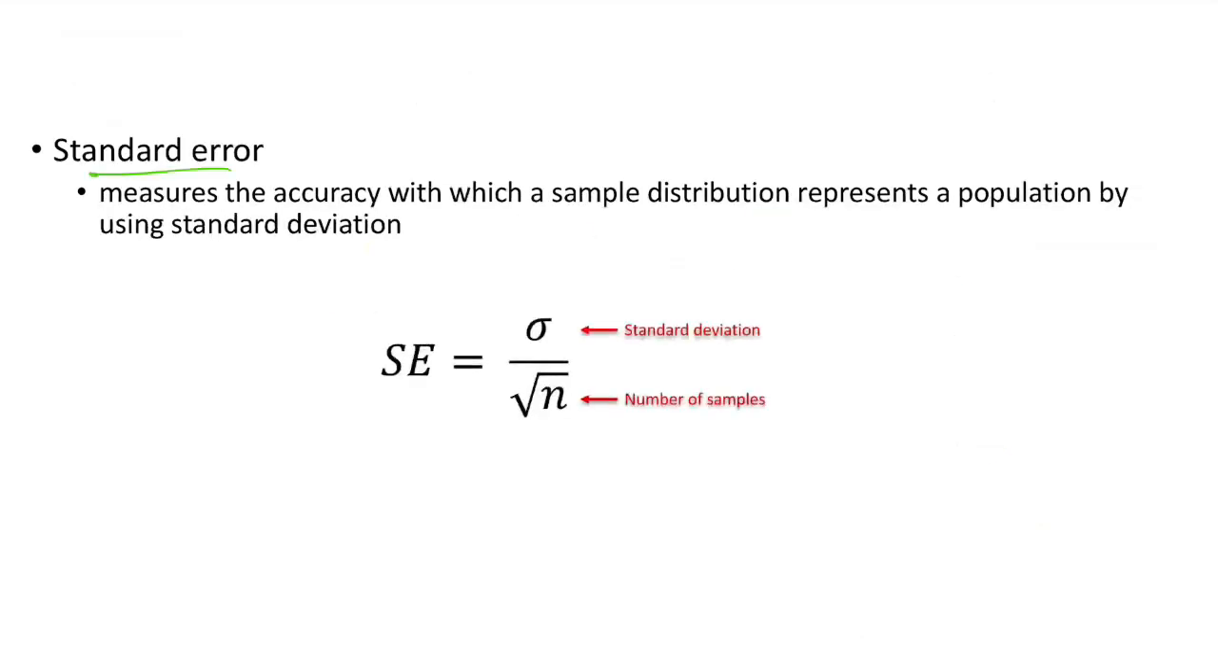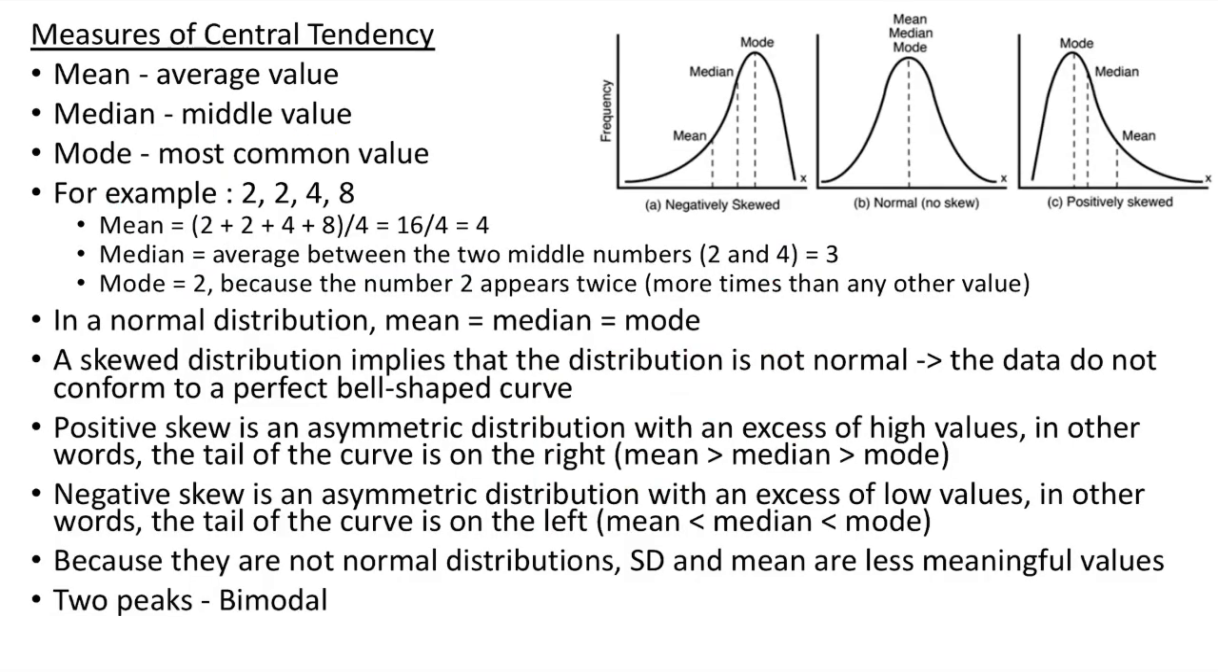Now let us see about standard error. It measures the accuracy with which a sample distribution represents a population by using standard deviation. Standard error is equal to standard deviation divided by square root of number of samples. Now let us see about measures of central tendency. Mean is the average value, median is the middle value, and mode is the most common value.